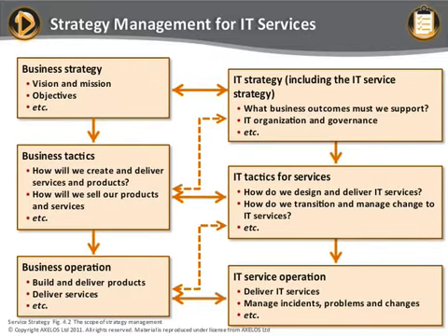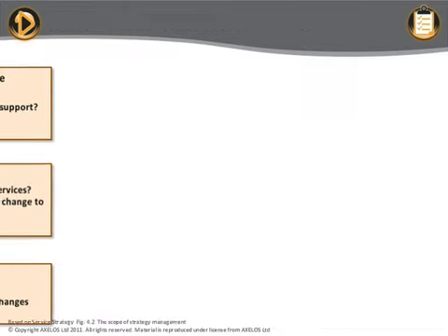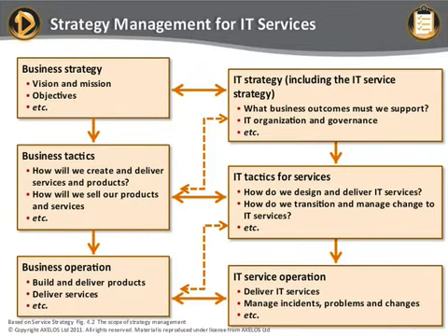This diagram illustrates how strategy is translated into tactical and operational activity. For example, the IT strategy will determine what services will be offered to customers, while the plans for developing them are at the tactical level. The delivery of live services is an operational activity. The diagram also shows the relationships between the business and IT at the strategic, tactical, and operational levels. These relationships are quite complex.